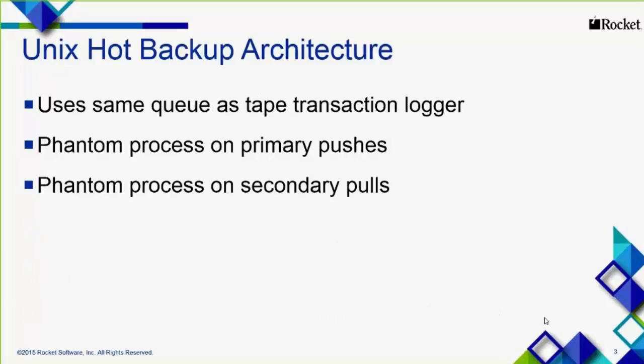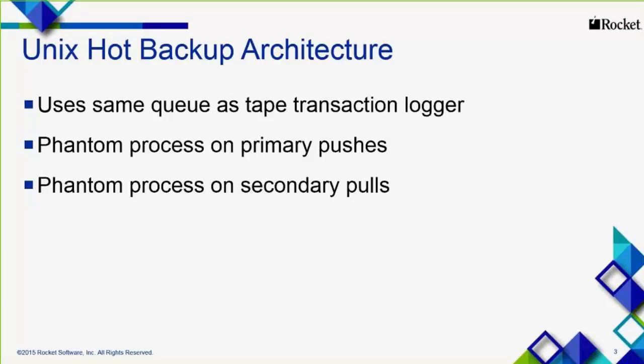Basically, Unix Hot Backup derived from the tape transaction logger. It uses the same queue mechanism and the same type of transactions that you would see with the transaction logger if you were doing transaction logging to tape. For that reason, you cannot run Unix Hot Backup and tape transaction logger at the same time. You have to choose one or the other.